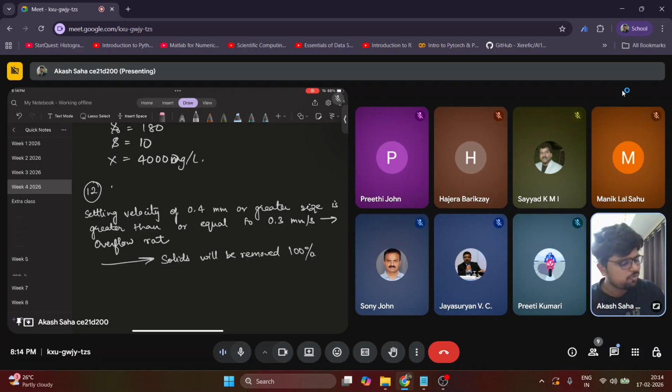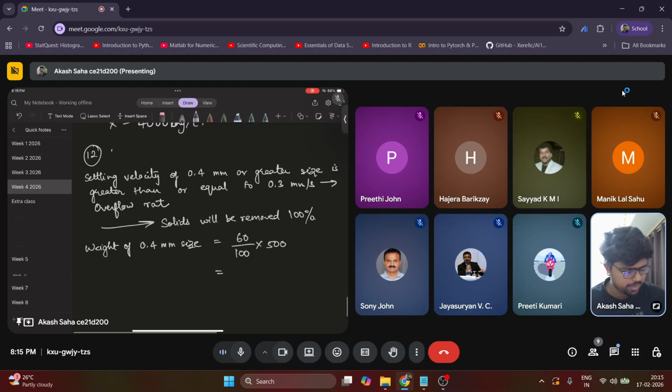So what is the weight of 0.4 mm size particles? It is given as 60%, right? So 60 by 100 into what is the total weight? It is 500 grams. So 60 by 100 into 500. So 300 grams will be removed 100%. Totally, it will be removed. Now what about the rest 40%? Okay, so rest 40% is there.